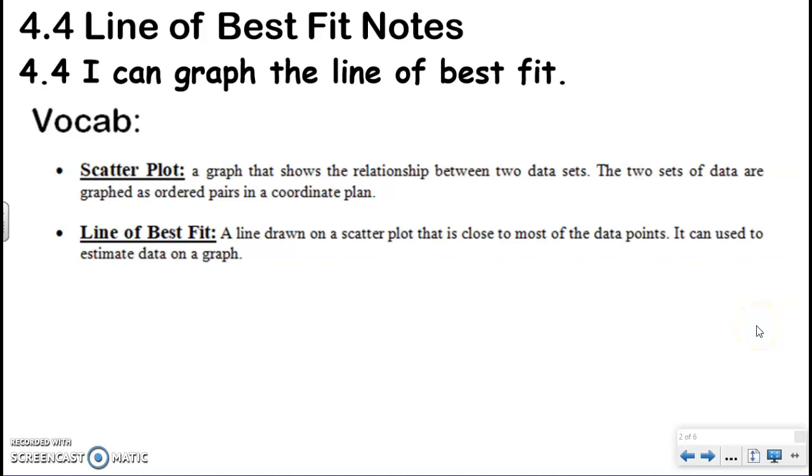Good morning. We're going to start looking at how graphs of linear equations are useful in the real world, and that is going to be looking at line of best fit.